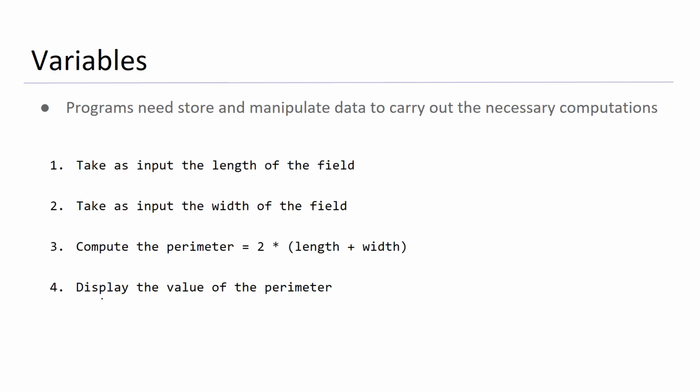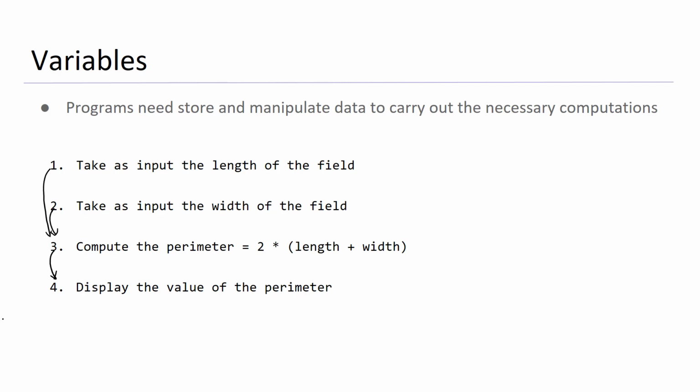Consider, for example, the algorithm for the failed parameter problem. The third step in this algorithm, which calculates the failed parameter, requires data items from the first two steps. From the first step, we require the width of the field. From the first step, we require the length of the field, and from the second step, we require the width of the field. Similarly, in order to display the value of the parameter, we require data items from the third step. So the third step supplies to the fourth step the value of the parameter.